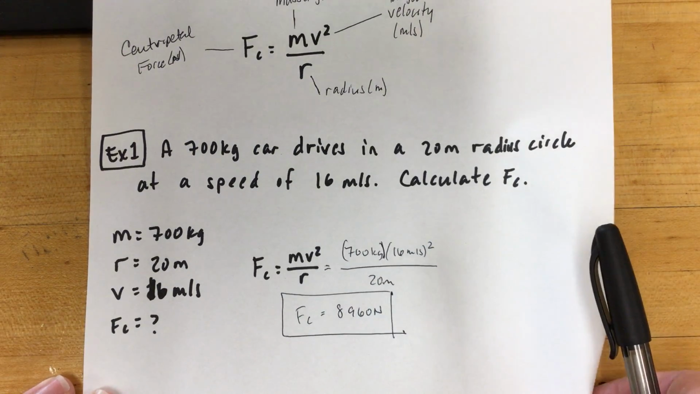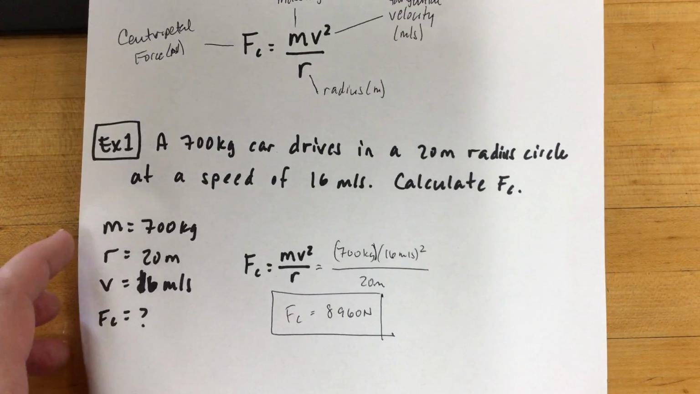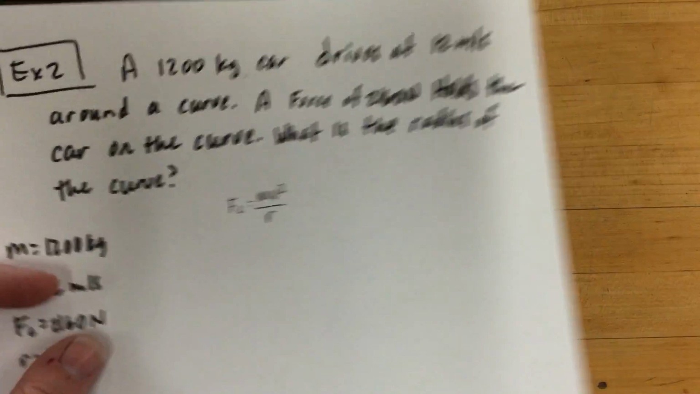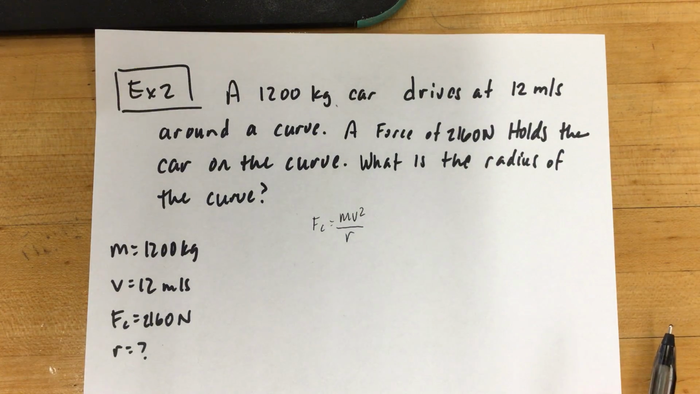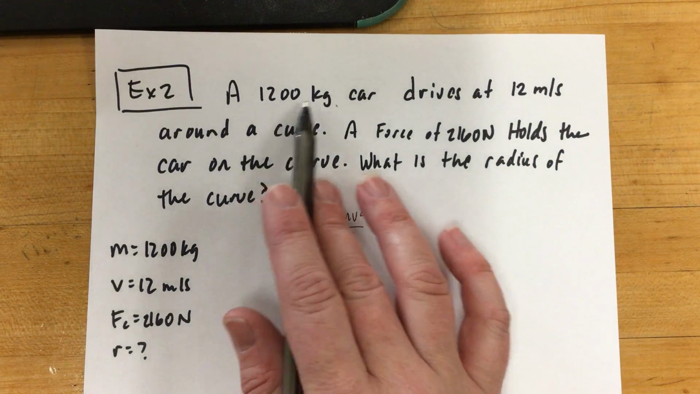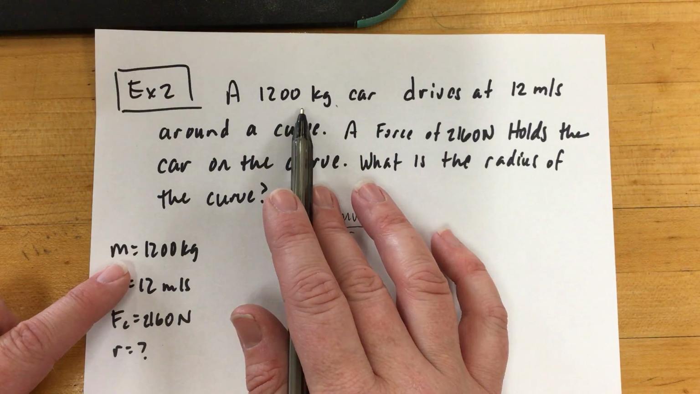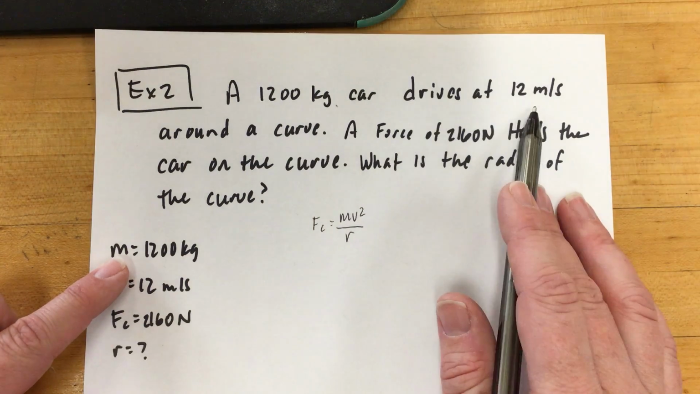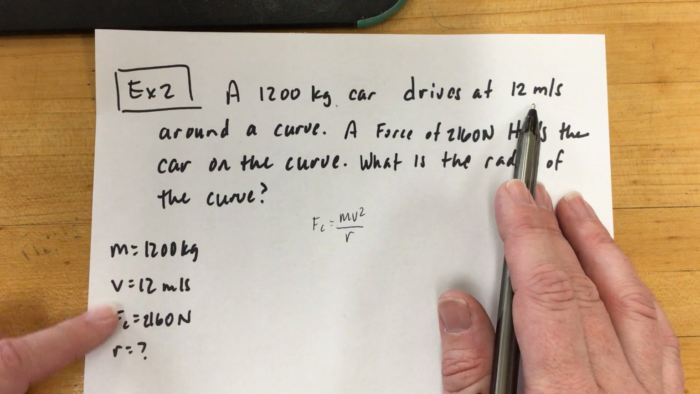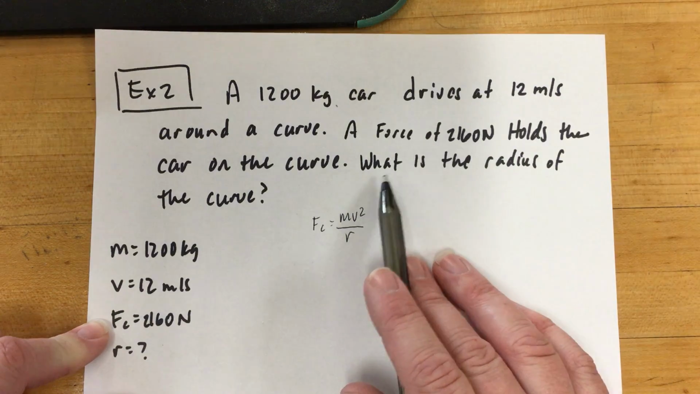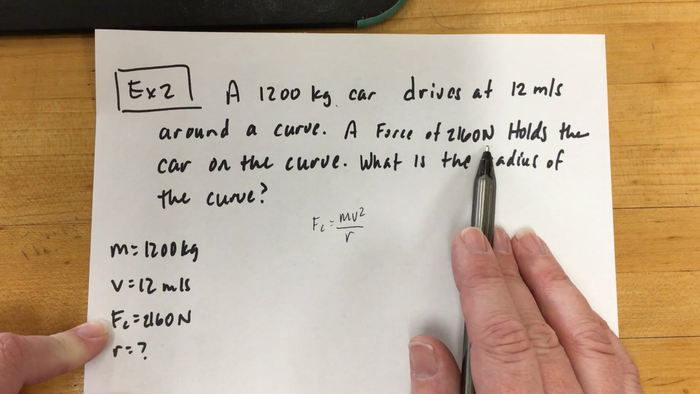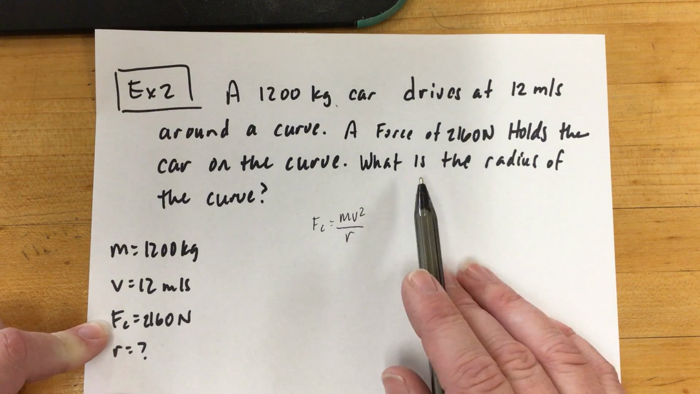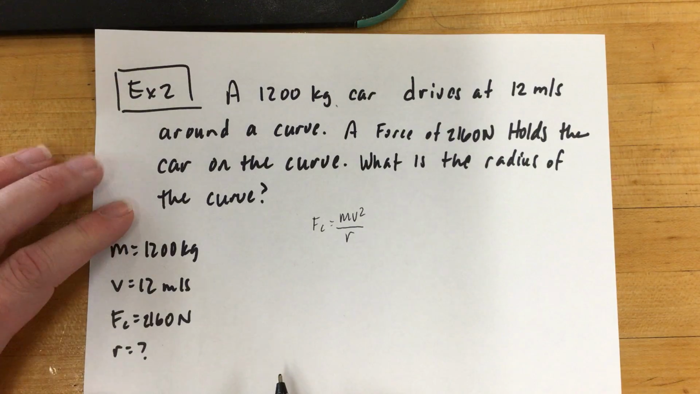Another example would be one where we have to rearrange it. Many times we have an equation, but it's not arranged to solve for what we need. So in this situation, we have a 1,200 kilogram car, that's our mass, driving at 12 meters per second, that's our velocity, and it has a force of 2,160 newtons holding the car on the curve. What is the radius? So we're going to solve for radius here.